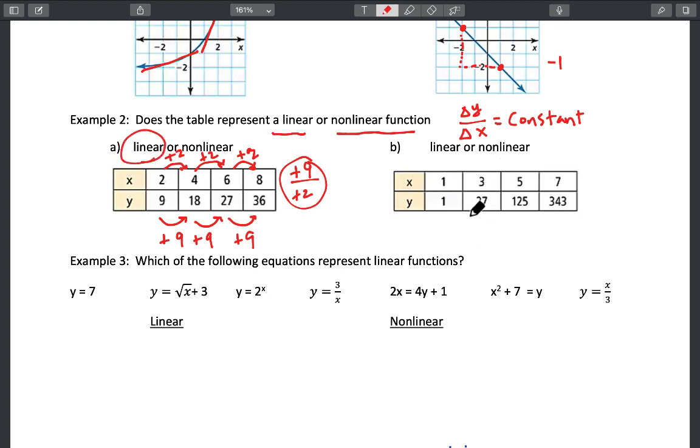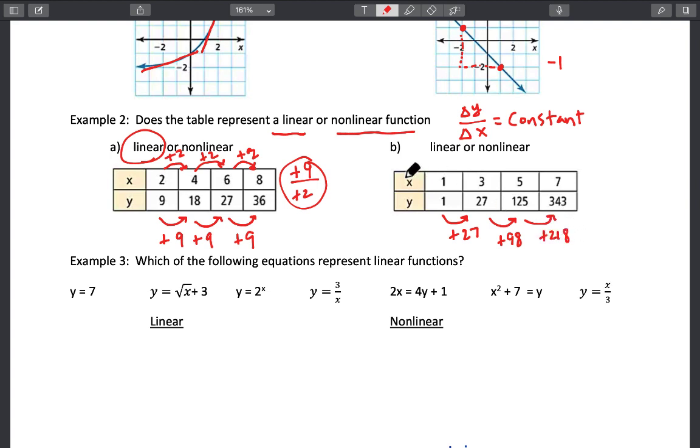Let's see what a nonlinear might look like. Our change in our y values looks like we're going up by 27. Then we're going to go up by 98. Then we're going to go up by a really big number, 218.